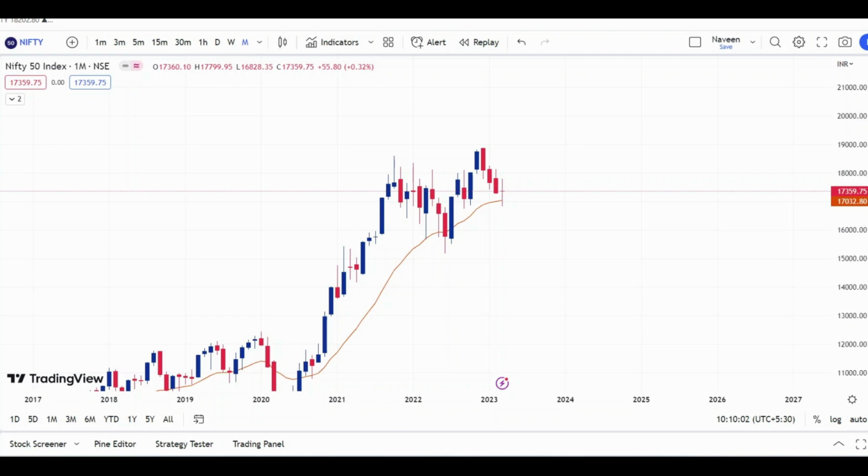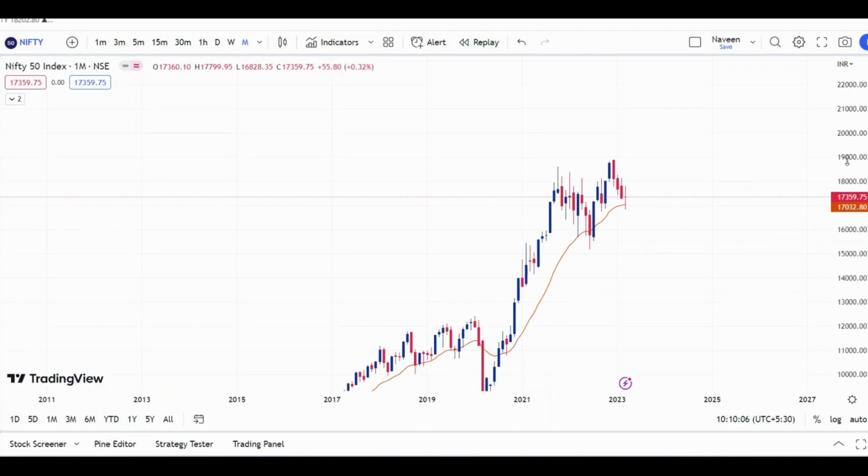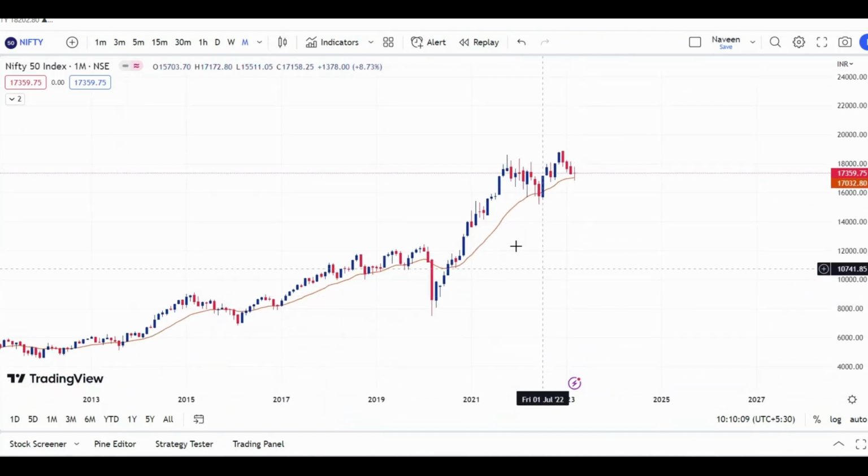If you zoom in on this monthly chart, you can see it here. Whenever Nifty has made 3 continuous red candles, it has given a reversal. Here, 3 red candles and it has given a reversal. Here also, 1, 2, 3 red candles and it has given a reversal.